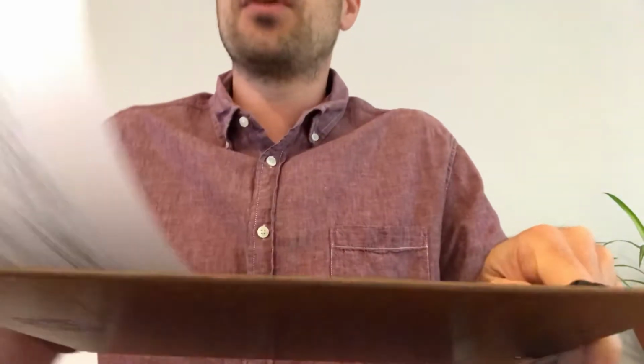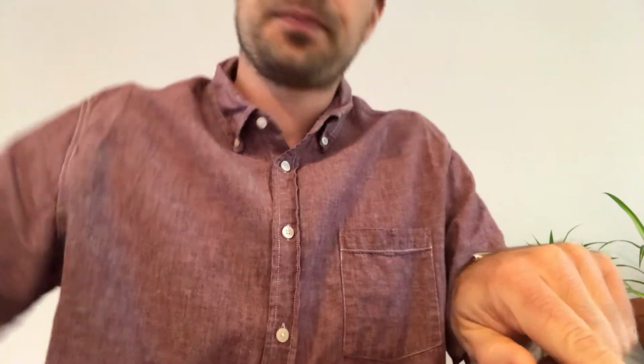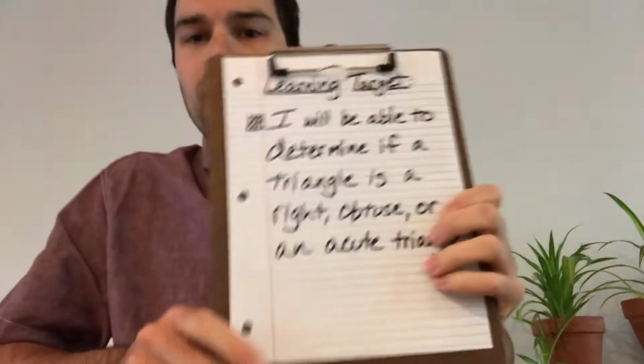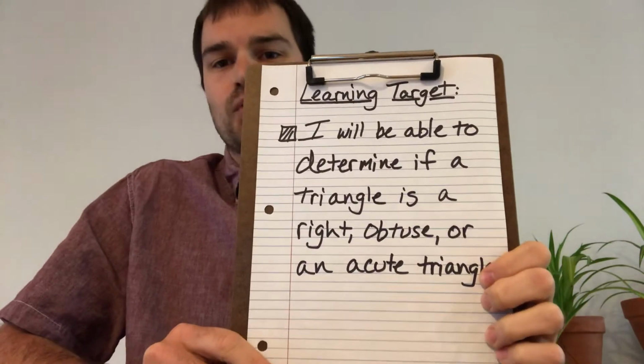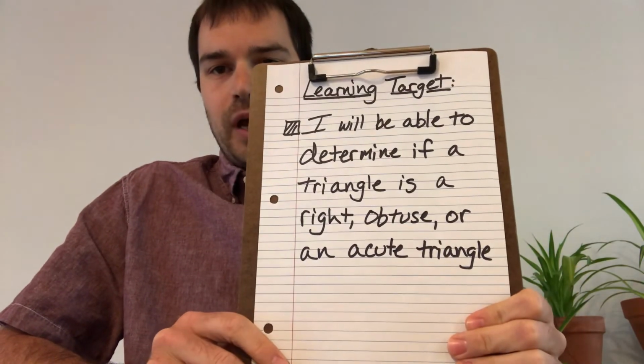Let's go back and revisit our learning target for today. I will be able to determine if a triangle is right, obtuse, or acute, using those three definitions. Acute, all of them are less than 90. Obtuse, one of them is greater than 90. And right, one is exactly 90. You'll be able to determine exactly what type or classification of triangle it is. This is different from naming. This isn't the ABC. This is only three choices: is it acute, is it obtuse, or is it a right triangle?